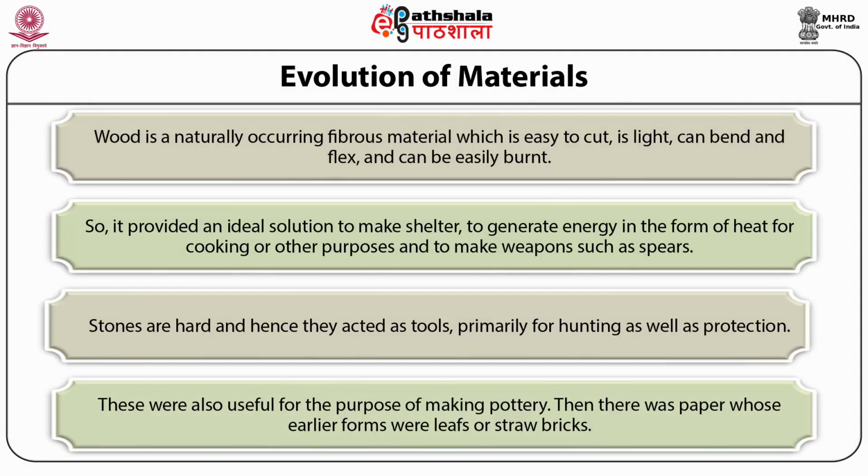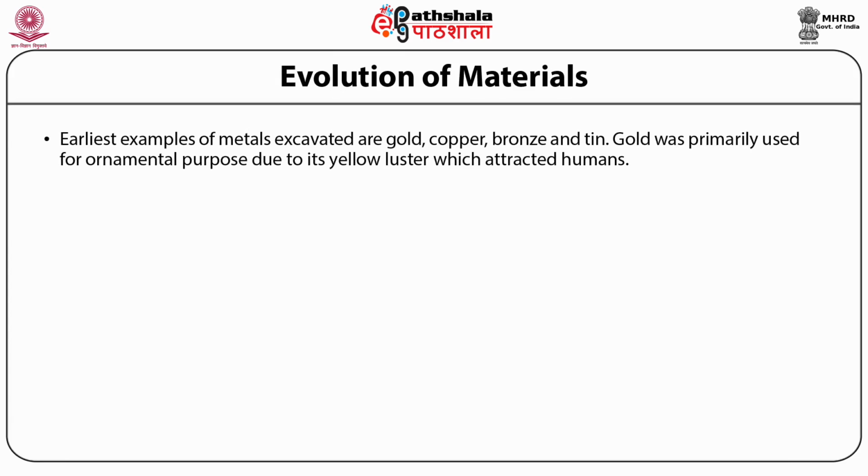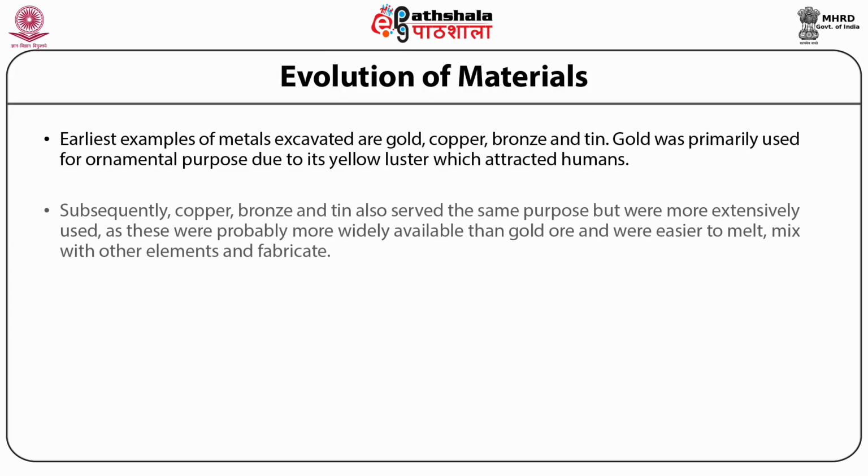Then there was paper, whose earlier forms were leaves or straw bricks. Earliest examples of metals excavated are gold, copper, bronze, and tin. Gold was primarily used for ornamental purposes due to its yellow luster, which attracted humans. It was possibly used as currency too in later times. Subsequently, copper, bronze, and tin also served the same purpose but were more extensively used as these were probably more widely available than gold ore and were easier to melt, mix with other elements and fabricate.